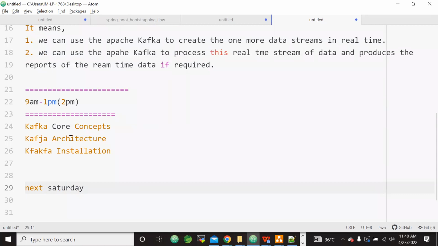Let us also take it in the next Saturday. Sir, can we start tomorrow at 10 a.m.? Is it possible? Yeah, that's okay. 10 a.m. is fine. Let us do 10 a.m. to 2 p.m. Yeah, it will work.